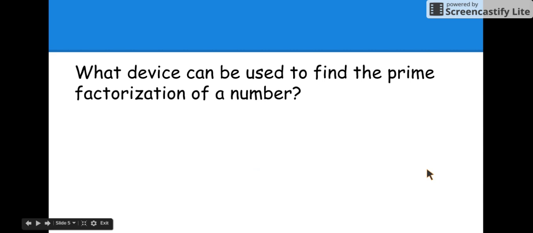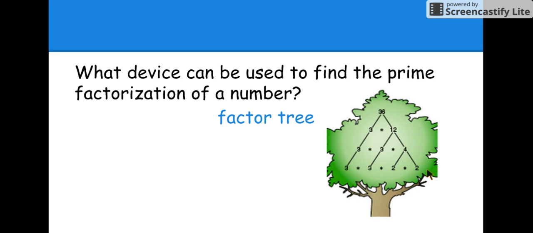What device can be used to find the prime factorization of a number? A factor tree. A factor tree is a way to get the prime factorization of a counting number. To use a factor tree, write the original number as a product of factors. So here, 36 is written as 3 times 12. Then write each of these factors as a product of factors and continue until all the factors are prime numbers.